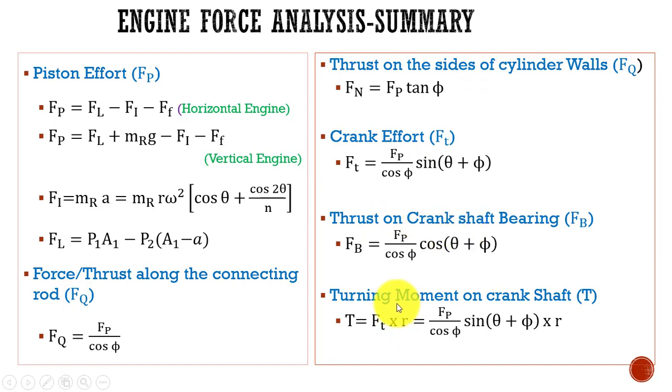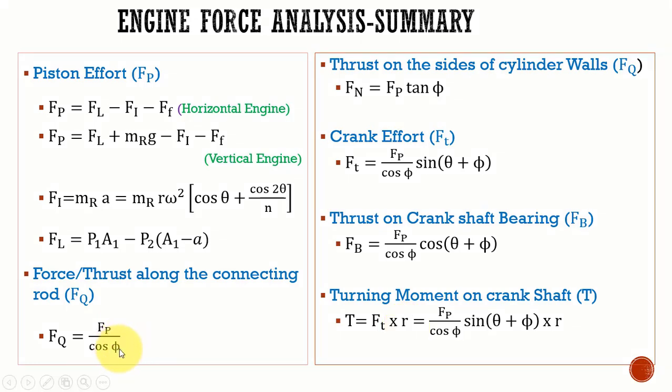To find out the turning moment on the crankshaft, the procedure is simple: Ft times radius, Ft multiplied by r. Ft is Fp sin of theta plus phi divided by cos phi, multiplied by r. So we don't need a separate formula for the turning moment. If you find the crank effort, just multiply it with the radius of the crank, then we can find out the turning moment on the crankshaft.